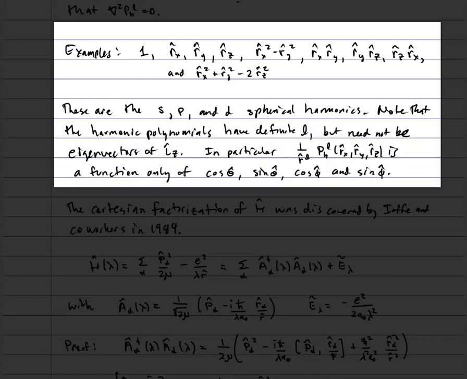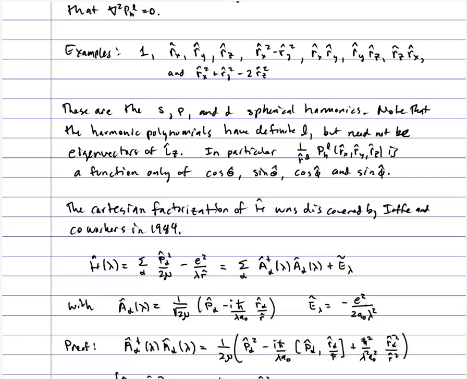They correspond: the 1 is the S waves, the Rx, Ry, Rz are the P waves, and the quadratic ones are the D waves. They correspond to those terms in spherical harmonics, but it's the Cartesian form of the spherical harmonics. So these polynomials have definite L but they, in general, are not eigenvectors of Lz. In addition, if you write down the harmonic polynomial divided by r to the L, you will find that that harmonic polynomial is just a function of cosine theta hat, sine theta hat, cosine phi hat, and sine phi hat.